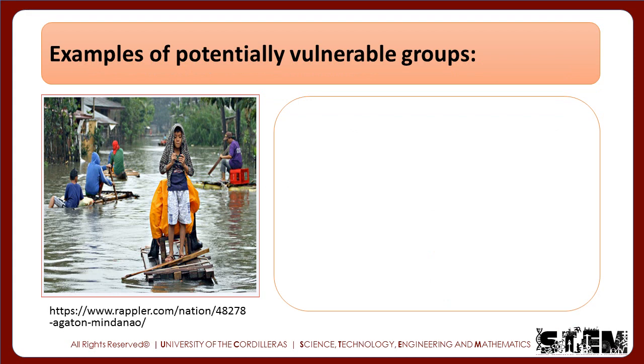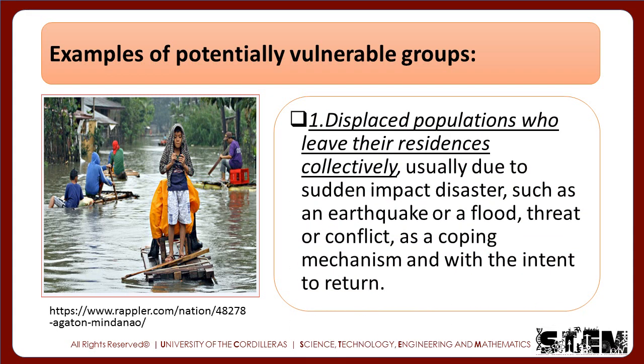Okay, so here are some of the examples of potentially vulnerable groups. Pictures are not mine. All right, so we have here number 1, displaced populations who leave their residences collectively. They are usually the ones that are displaced when certain phenomena strike their place. Of course, they're affected. They will leave their place. And the picture that you can see here on the left part is taken in Visayas, from the impact of Bagyong Agaton. Right, so they are moving out of their place because of flood.